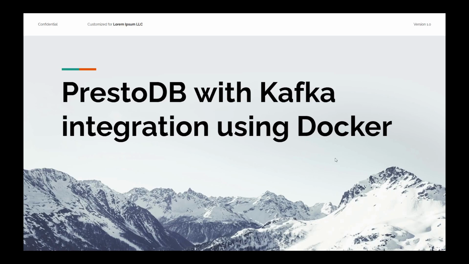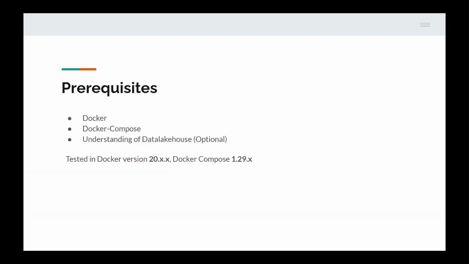Welcome to Code Spotify. Today we are going to figure out a method to integrate between PrestoDB and Kafka using Docker. These are the prerequisites. You're supposed to install Docker and Docker Compose, and you should have some basic understanding of data lakehouse. That's not really mandatory. The current containers are tested in Docker version 20.x and Docker Compose 1.29.x.